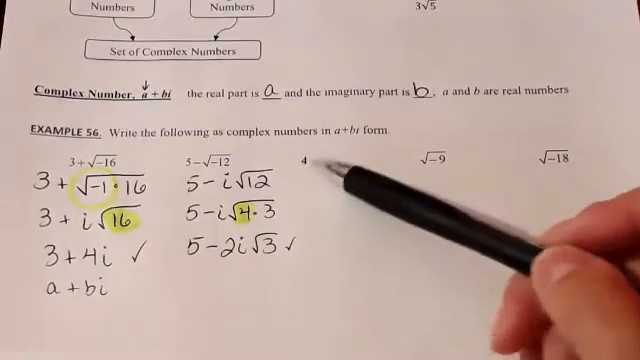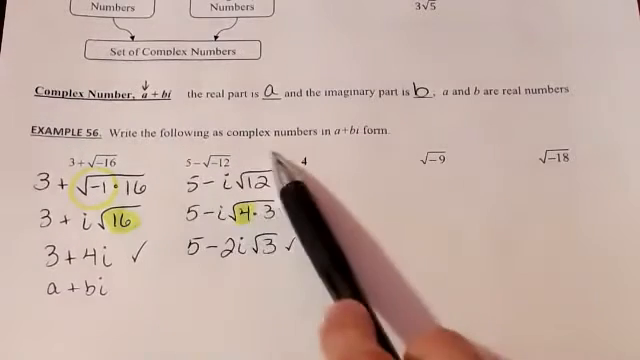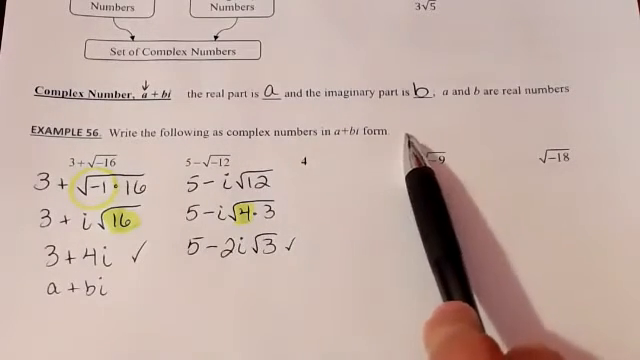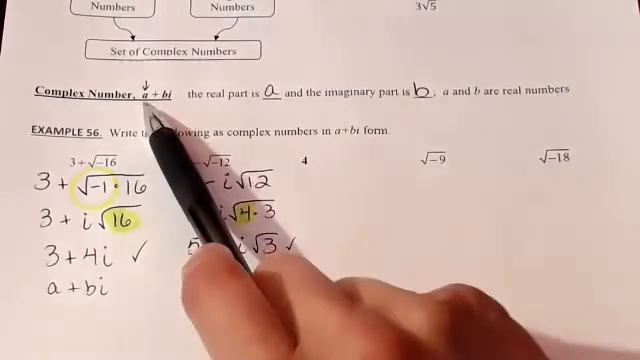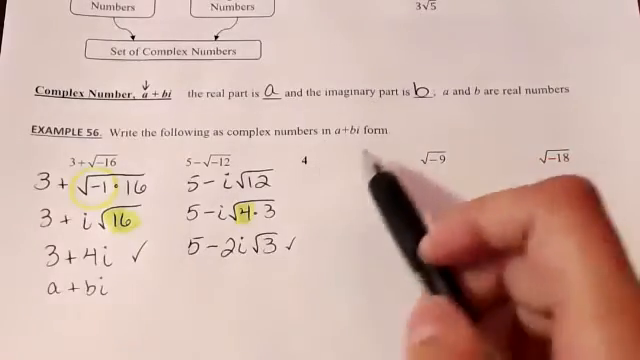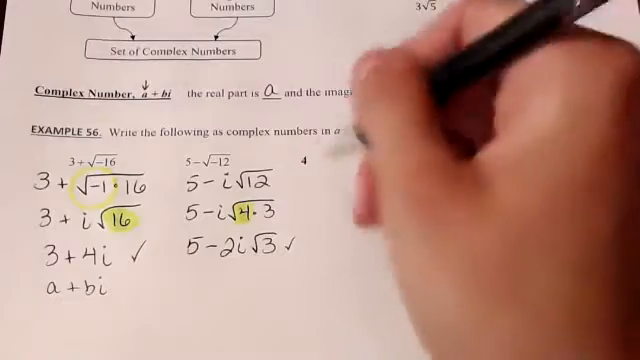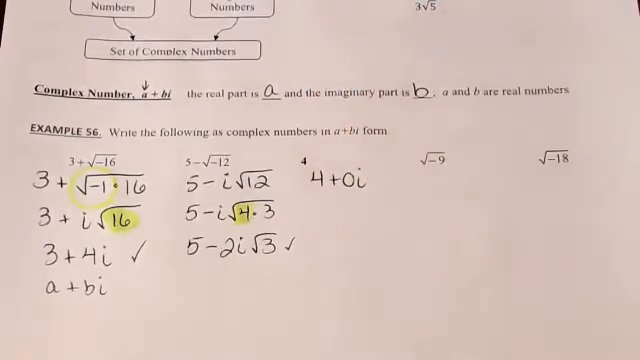For our number 4, just plain old 4, you're like, what can I do with this 4? Remember, we just want to write it as a complex number. And we want to write it in a plus bi form. Well, that's a real number. So that must be the real part a. So when we think about writing this in a plus bi form, there is no imaginary part. So we would write our 4 as a complex number as 4 plus 0i. That's how you would write it as a complex number, 4 plus 0i.